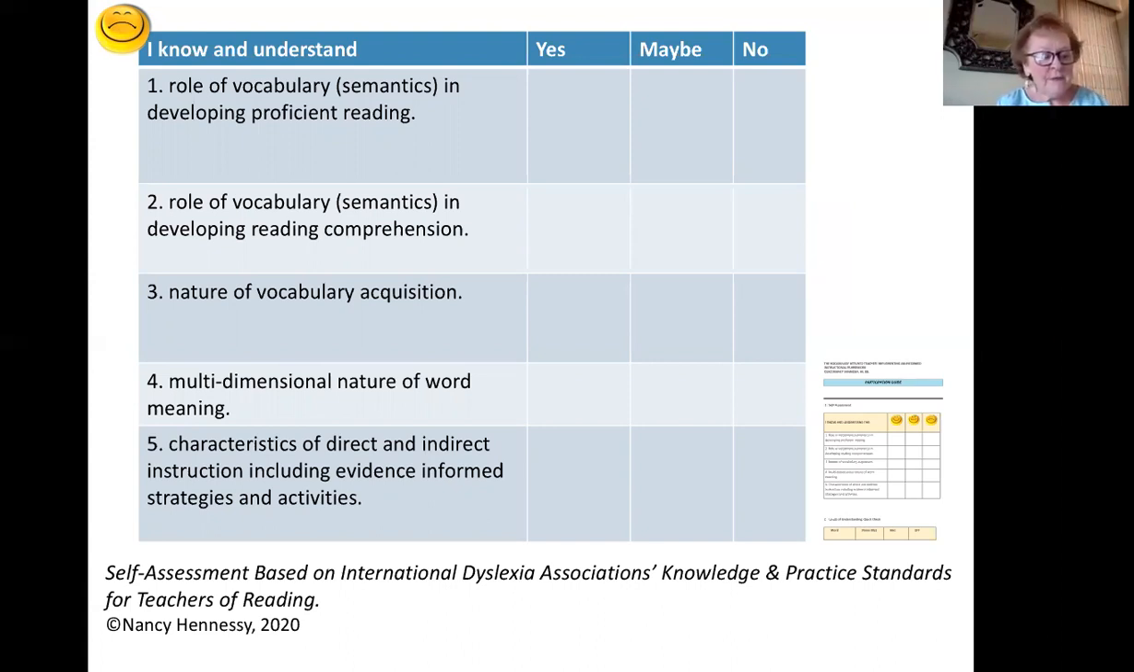So in your participatory guide, you have this particular self-assessment, and I've used emojis to reflect your response: yes, maybe, or no. So I know and understand the role of vocabulary or semantics in developing proficient reading. What would your response be? Yes, maybe, no. So take a moment. We're just going to take maybe 10 or 15 seconds for you to quickly read through this and respond to it. So again, you should be using your participation guide.